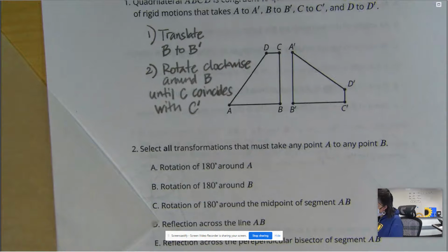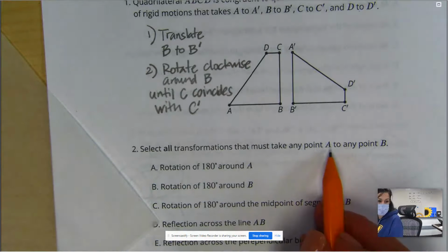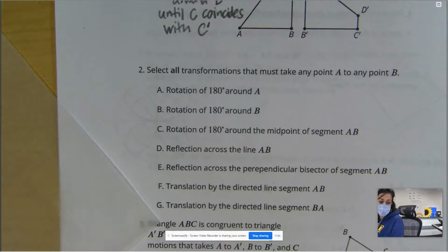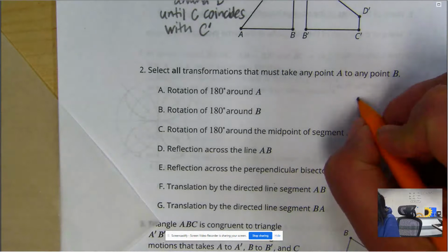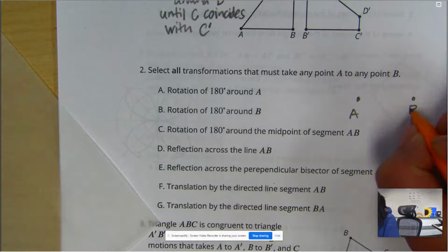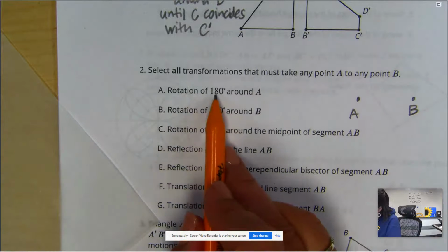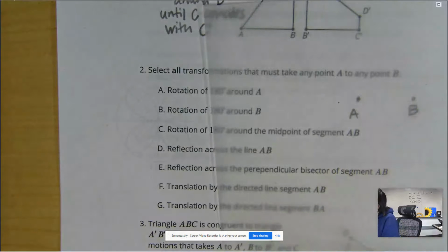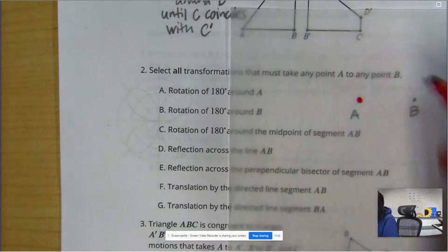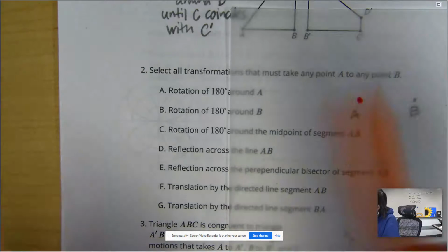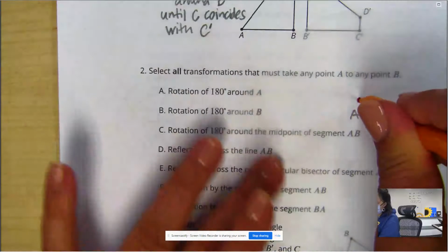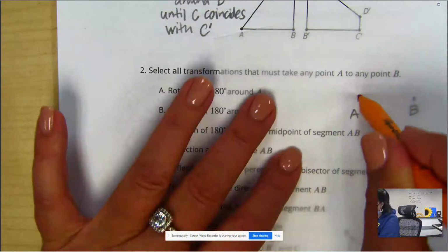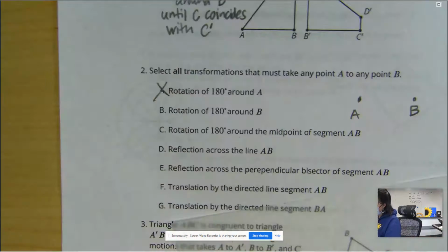Number 2, select all transformations that must take any point A to any point B. Now, first of all, to do this, making a visual diagram for yourself would be helpful. So I'm just going to draw an A and a B. It says if I rotate 180 around A, a new piece of tracing paper here. Here's A. If I hold on A and rotate around A, is that going to take that red point over to B? No. If I rotate on A, that point A is going to stay there. That doesn't work.